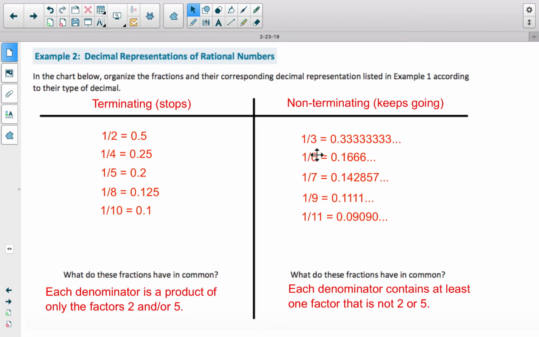6 would be like 3 times maybe 2. And that pattern continues down here. So it seems that if the denominator is a product of only 2 and or 5, the decimal will terminate. Whereas if the denominator contains a factor that is not 2 or 5, it seems to be non-terminating, meaning that it will keep going on and on.